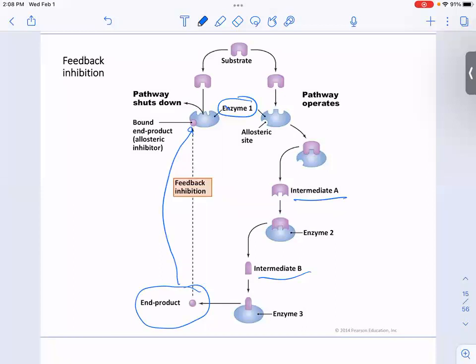We'll see in a few weeks how the cell can actually, a different level of control, keep from producing the enzyme in the first place. That's the level of transcription. We'll talk more about that as we move forward.